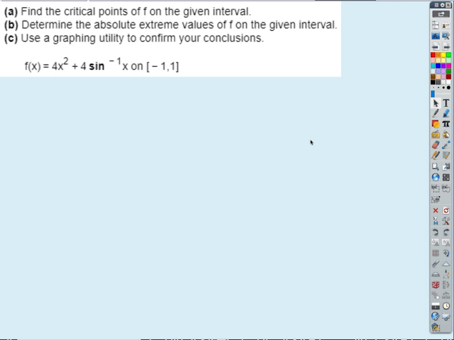Take the derivative. Take the derivative, right? Okay. So we need a derivative. So this is kind of an ugly derivative to take. It's the derivative of the first term. What's the derivative of 4x squared? Okay, second term. We got to do the derivative of arc sine.